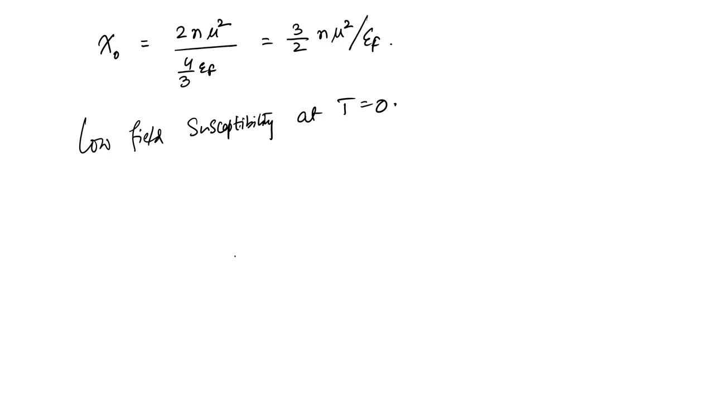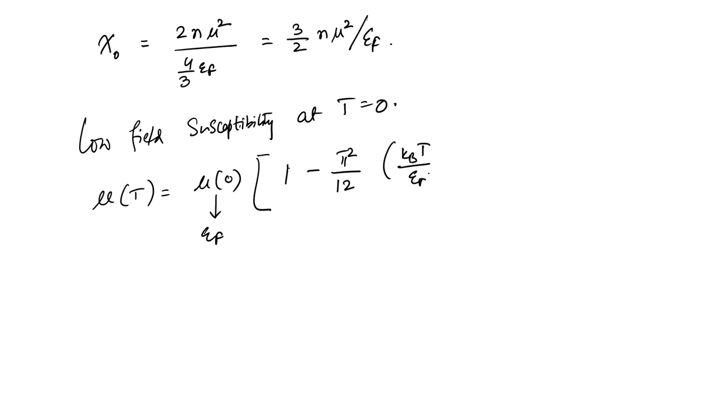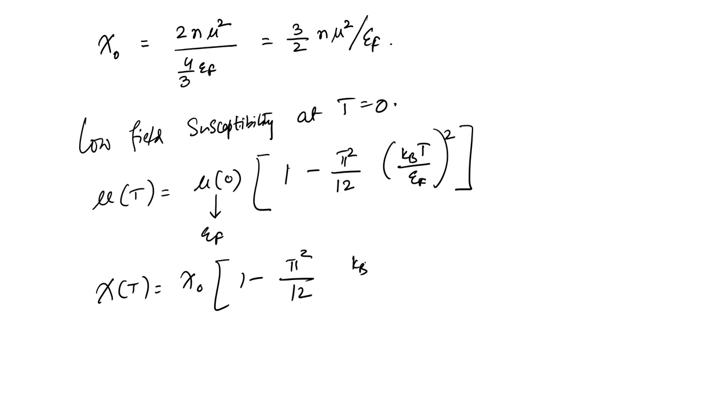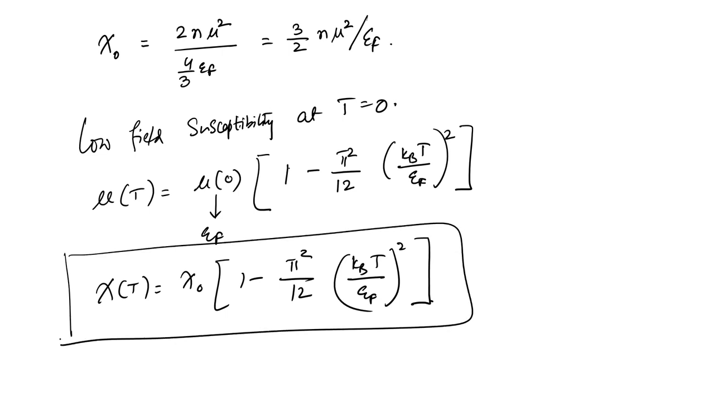And if you really want a temperature dependence, then you can use this temperature dependence of the chemical potential, which is mu at 0. So this is nothing but equal to epsilon f. We have this, the Sommerfeld expansion. We have used it earlier. So the leading order change is kT by epsilon f whole square. And then chi of t comes out as chi 0, 1 minus pi square over 12, and kT by epsilon f whole square. Okay. So that's the correction to the susceptibility. So this is the low field susceptibility at low temperature.